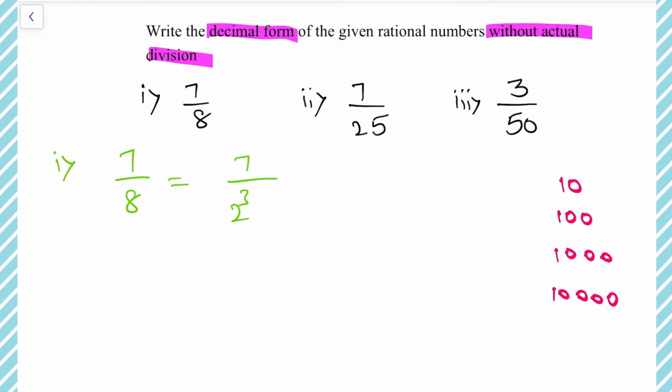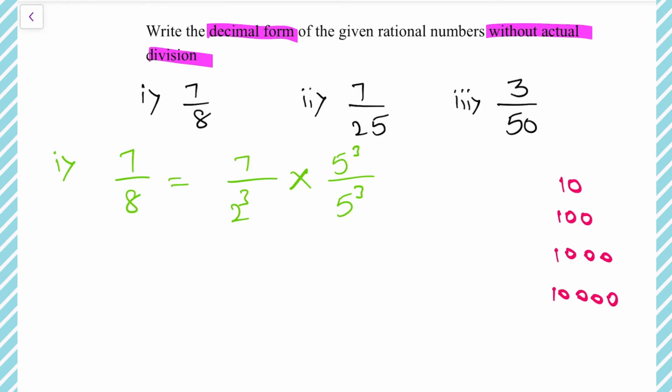So now for that, what we need to do? In the denominator 2 cube is there, means we need to multiply and divide by 5 cube, because 2 into 5 is 10, 2 square into 5 square is 100, 2 cube into 5 cube is 1000, 2 power 4 into 5 power 4 is 10,000. So that's why here 2 cube is there in the denominator, so we need to multiply and divide with 5 cube. In case 2 power 4 is there, we need to multiply and divide with 5 power 4. If 2 power 10 is there, 5 power 10 by 5 power 10. If 2 power 2 is there, 5 power 2 by 5 power 2. In case it is in reverse, 5 square is there, 2 square by 2 square. 5 power 4 is there, 2 power 4 by 2 power 4. 5 power 10 is there, 2 power 10 by 2 power 10.